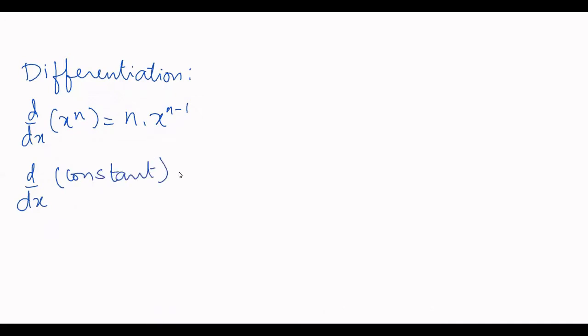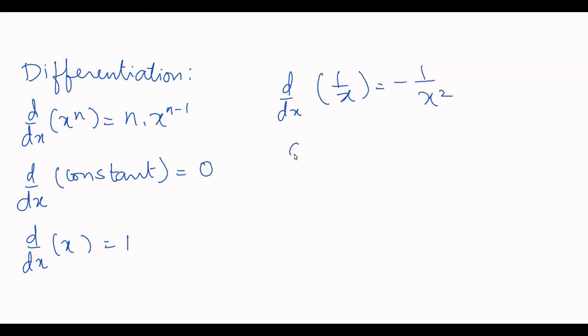d/dx of x^n is equal to n x^(n-1), where n is an integer. So we'll extend this to some of the other functions which you can remember. d/dx of a constant is 0. d/dx of x is equal to 1. d/dx of 1/x is equal to minus 1/x squared. d/dx of root x is equal to 1/(2 root x).